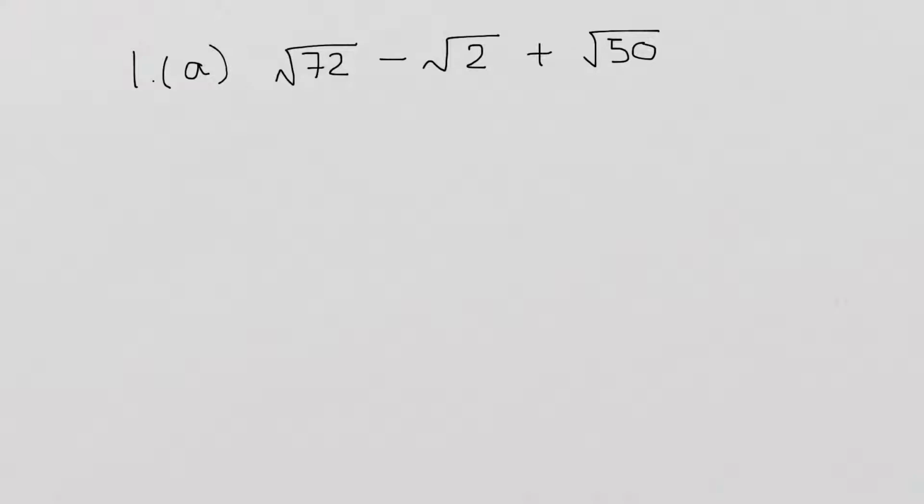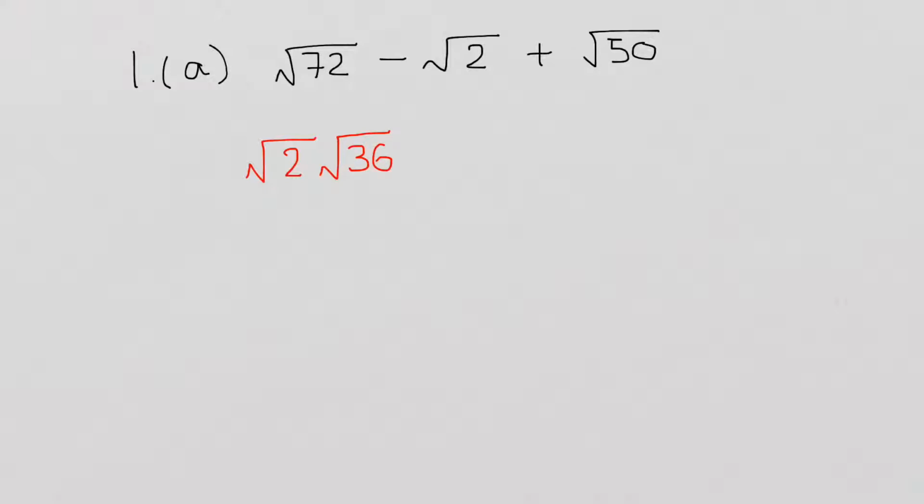Now we can use the other terms in the expression to try and give us a hint. So for example, we've got a root 2. So let's see if we can divide root 72 by root 2. So 72 divided by 2 gives us 36, and 36 is a square number. So let's change root 72 into root 2 times root 36.